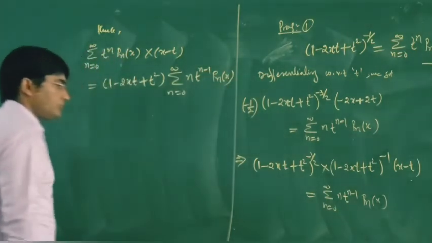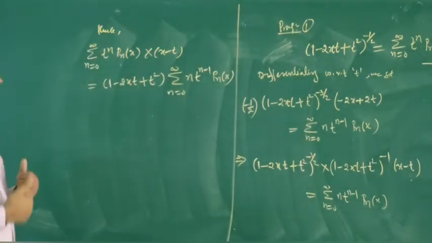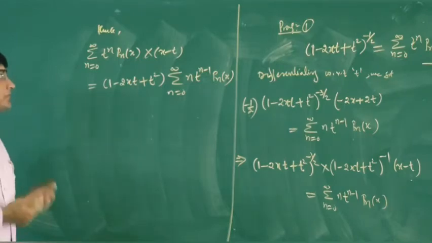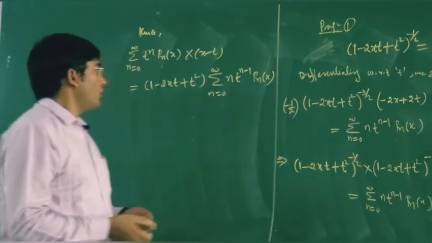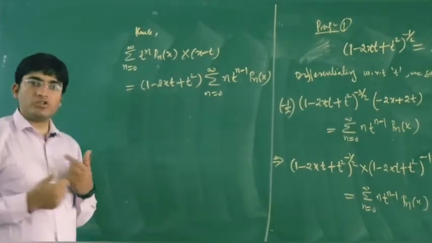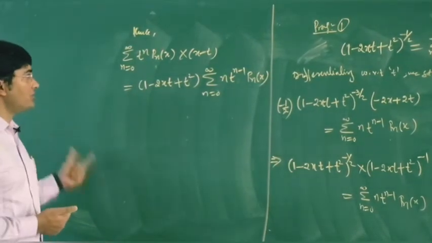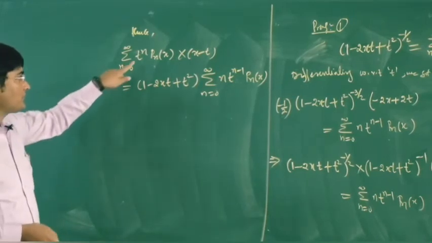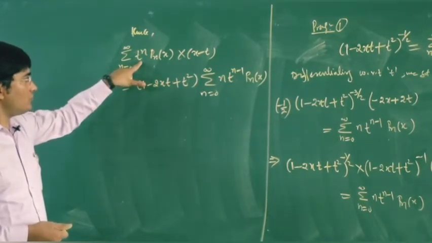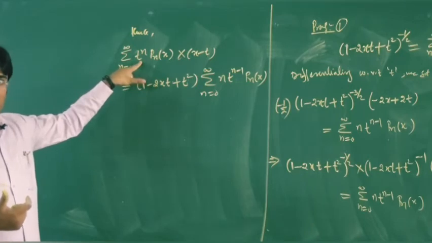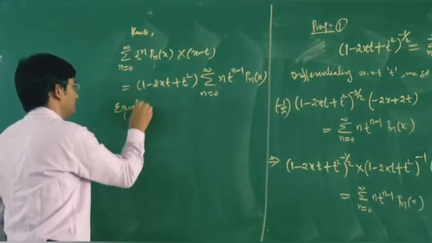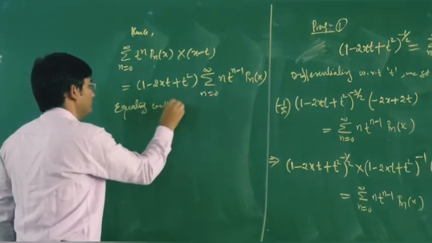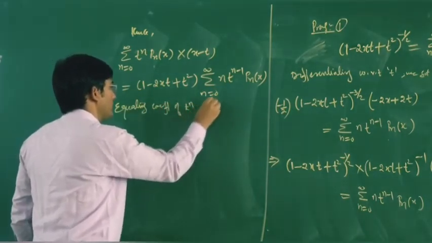Okay, now let us calculate the coefficient of t power n on both sides, or the coefficient of t power n minus 1 on both sides. So here I am going to equate the coefficients of t power n on both sides.